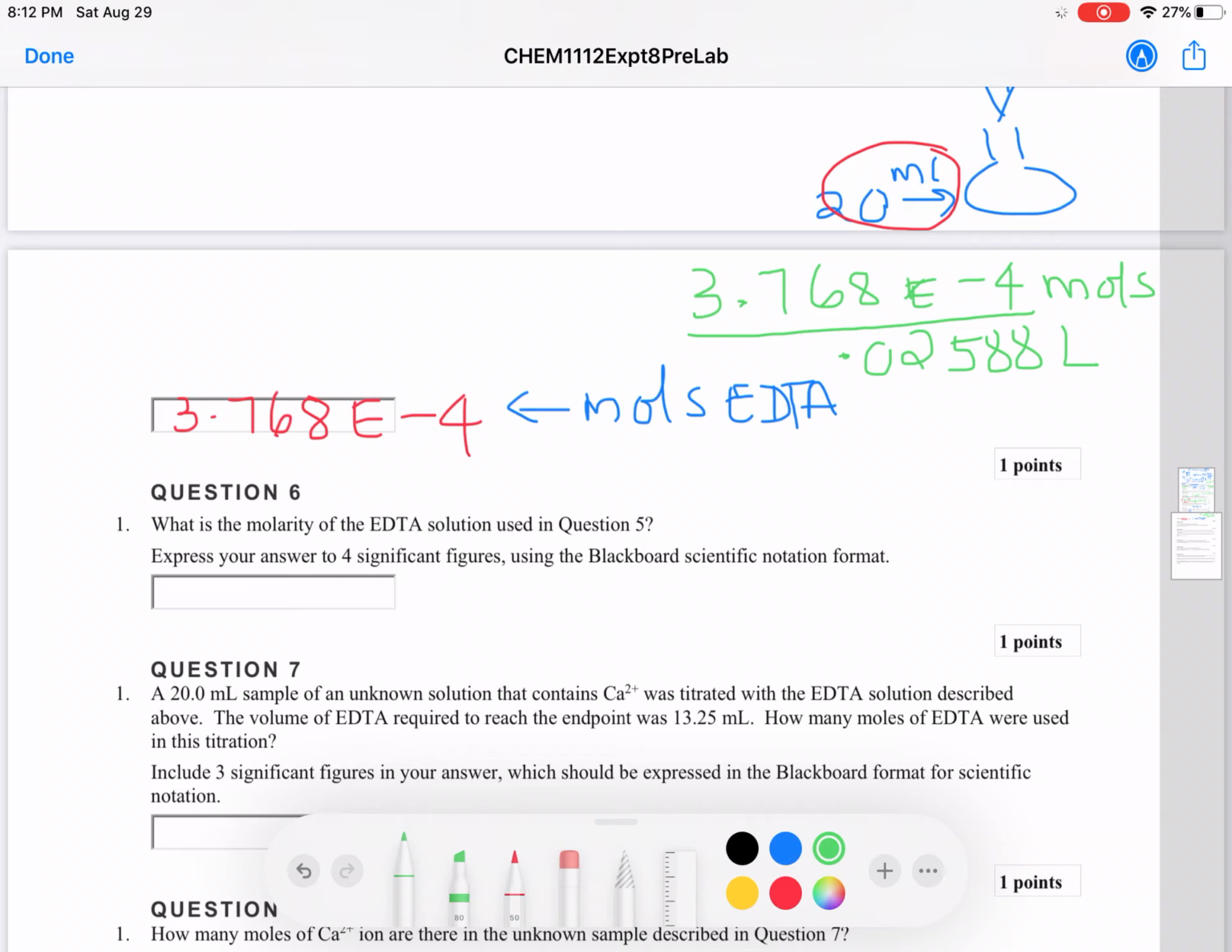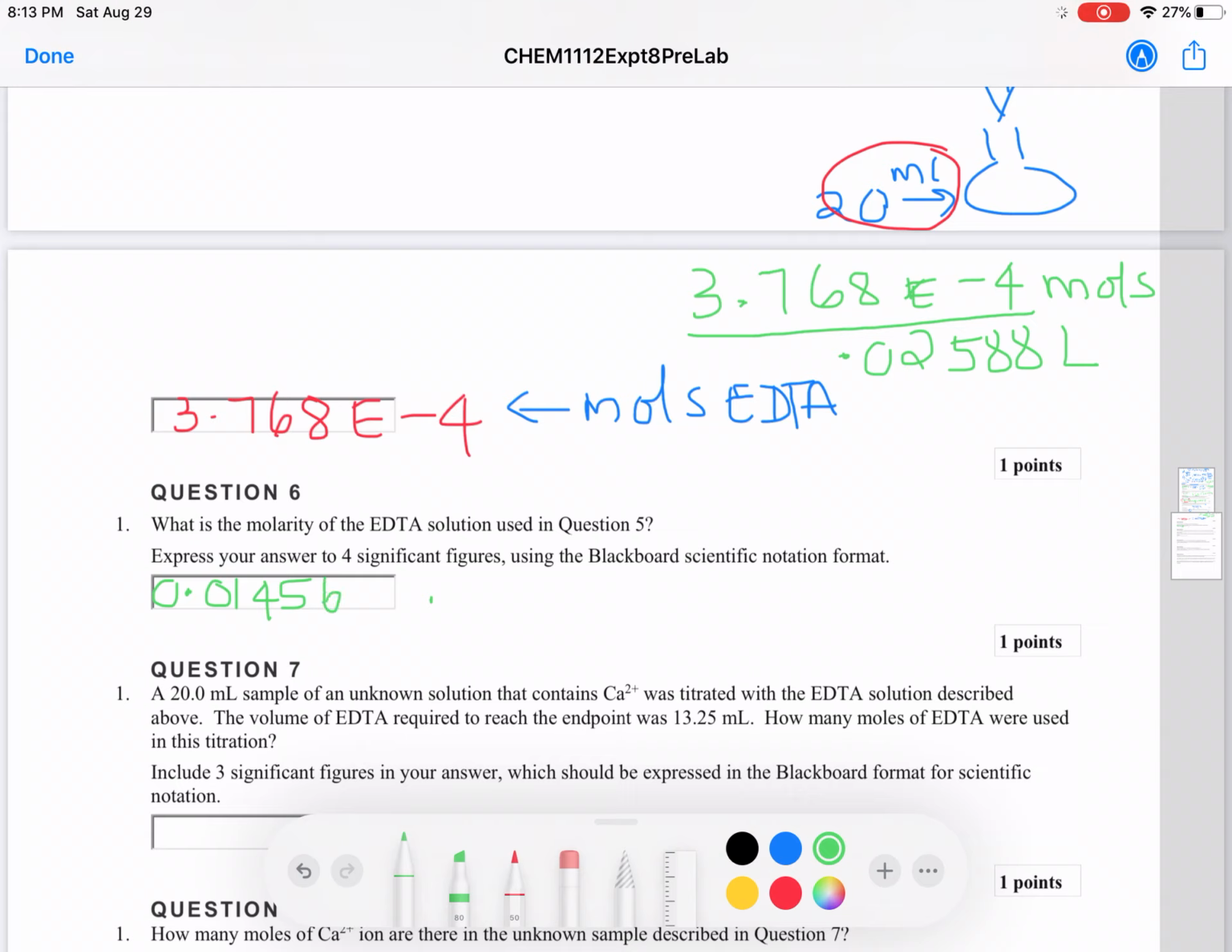Okay. So can you do that calculation and tell me what you get? What's the answer? So we have 4 significant figures. We want to keep it in 4 sig figs. When you round it, you should be getting a number like 0.01456.